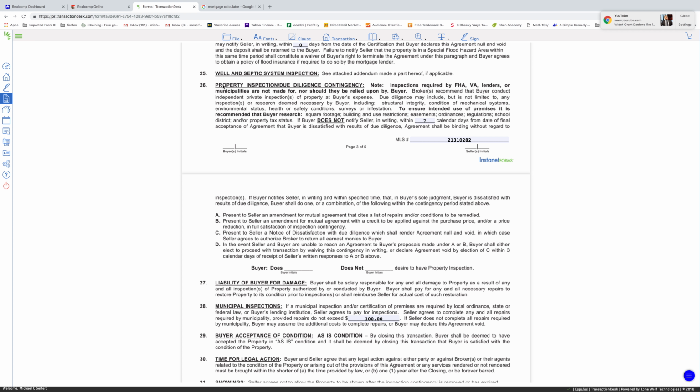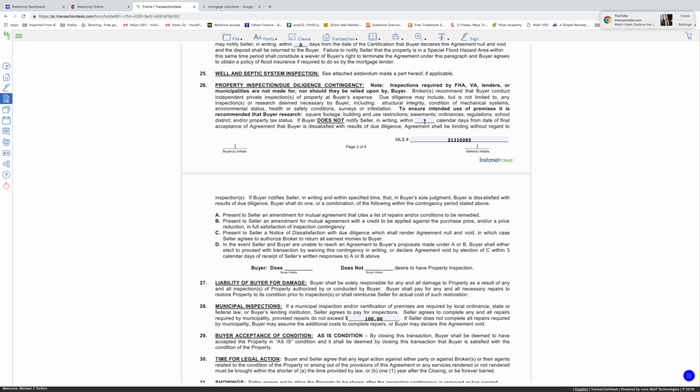Number 26. Very, very important. You can read this on the screen here. This is an inspection clause. What this means is that on the day of the offer, if it's accepted, say it's accepted today, November 2nd, technically speaking, from this time on, from 7 days, the buyer has 7 days to back out of the transaction if they don't like the inspection on the property.